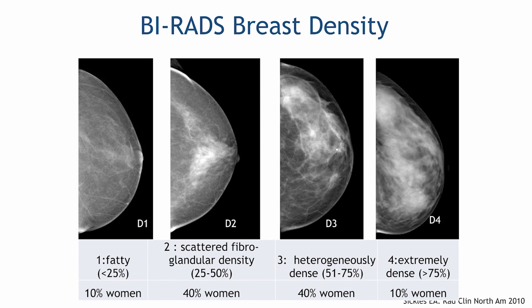You can see the 4 categories, starting from very fatty breasts on the left, going all the way over to extremely dense breasts on your right. Most women who come for mammograms are in the middle. They're in the category 2 or category 3. You can see that accounts for about 80% of women having screening. About 10% of women have fatty breasts, and about 10% of women have the extremely dense breasts.